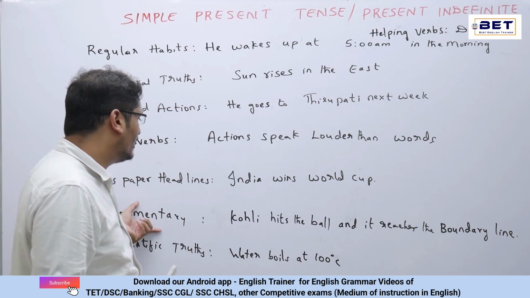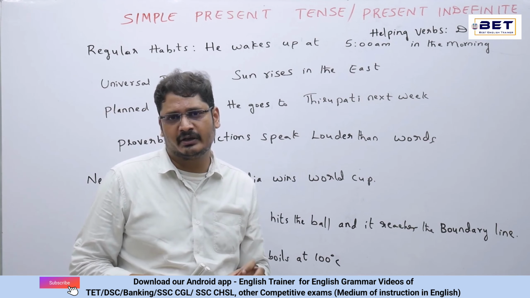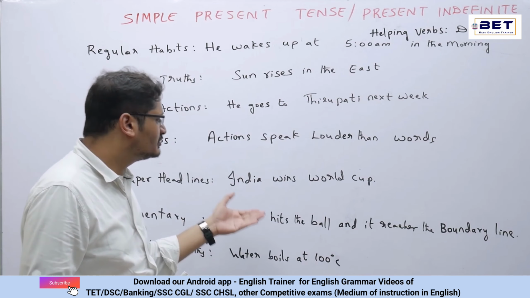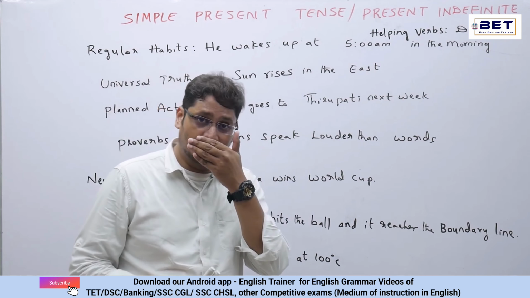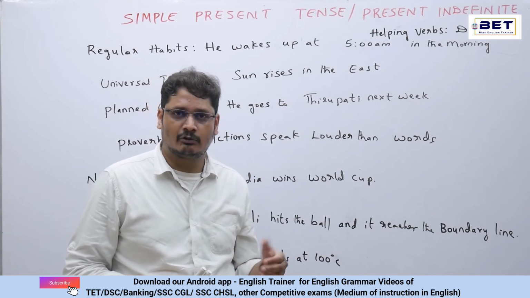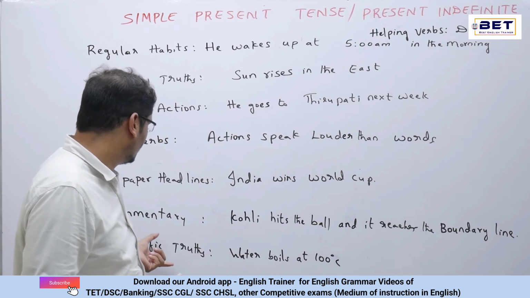Next is altogether the commentary. Cricket commentary, volleyball or any sports commentary will generally be in the simple present tense only. Now, Kohli hits the ball and it reaches the boundary line. For example, I said, Dhawan hits a century. Anything, commentary can generally be in the simple present tense. Now, see the next one.